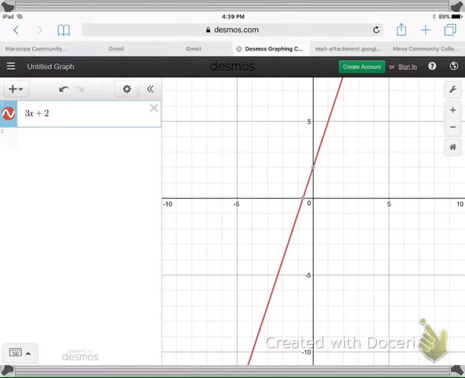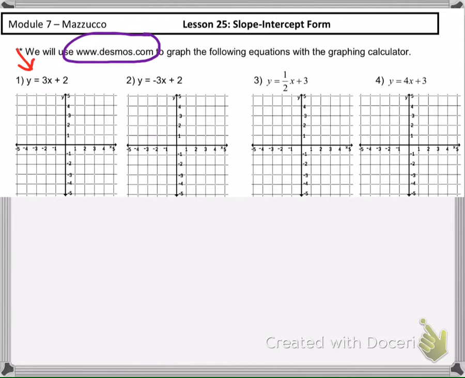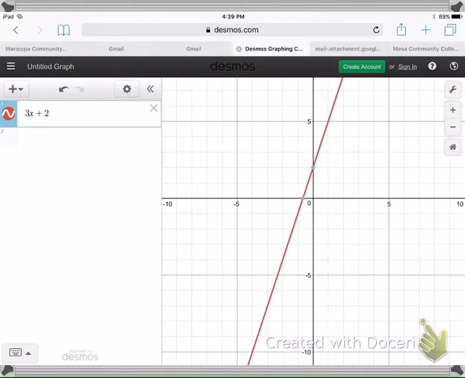So what I'd like for you to do is just draw a sketch of what it looks like right here on the graph for yourself. Okay, then go ahead and graph y equals negative 3x plus 2. So what I want you to see here is that I kept this plus 2 number the same on both. So here's y equals 3x plus 2.